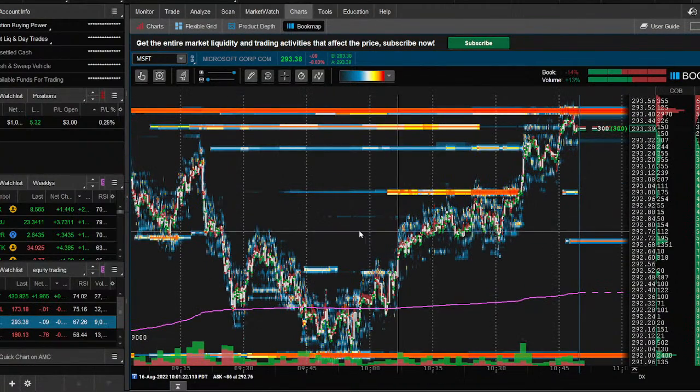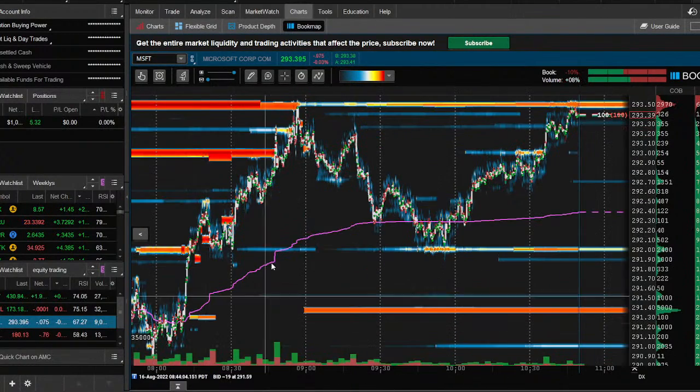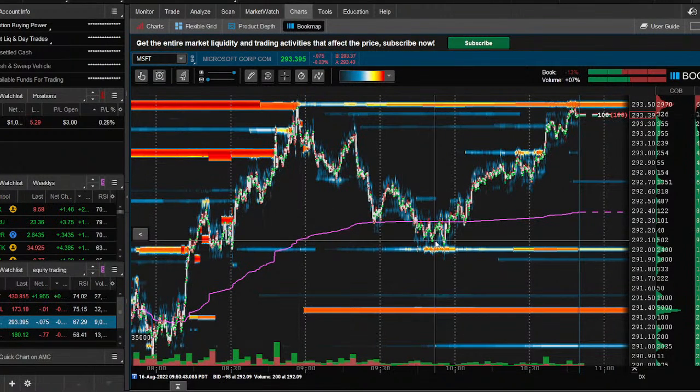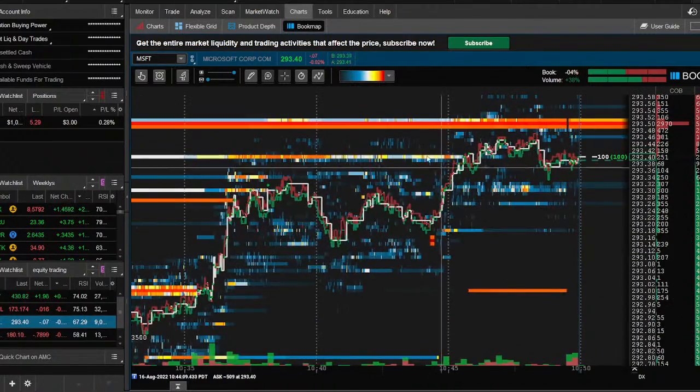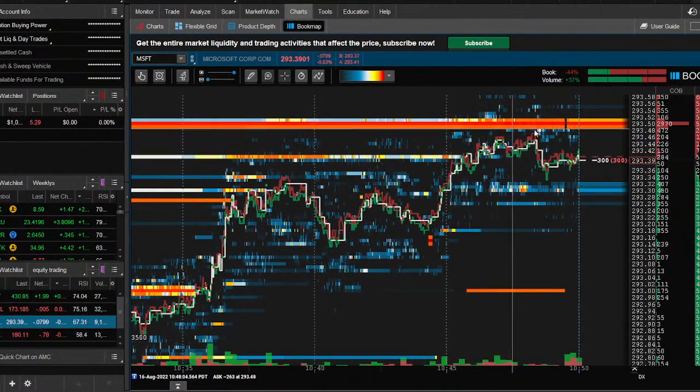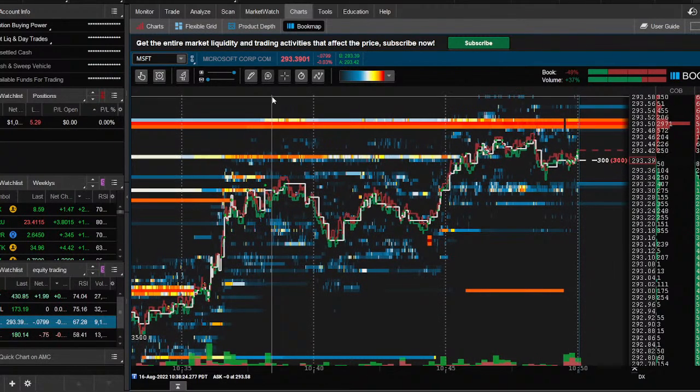So look at this, it's a perfect example right here, man. On Microsoft, there was big liquidity there. It got filled and it came right back down. And right here now, it's coming to big liquidity right there.